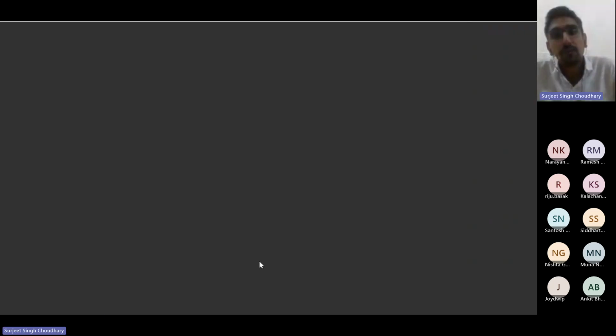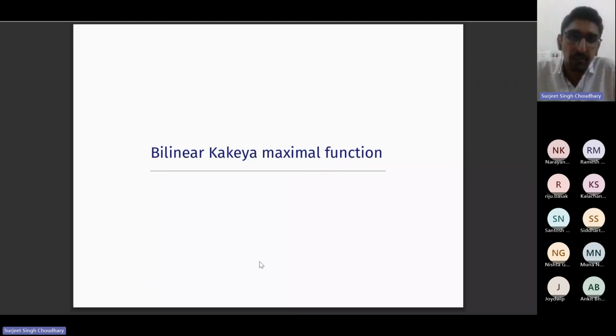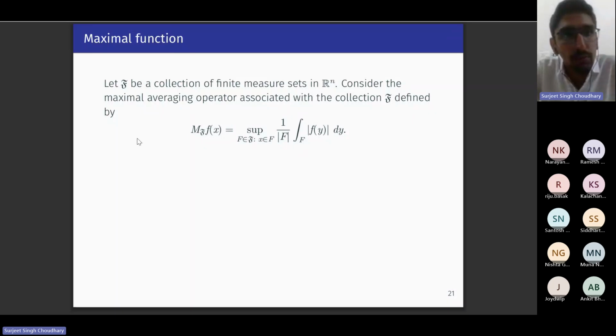Okay, so now let me go to the bilinear Kakeya maximal function. Suppose F is a collection of finite measure sets in R^n, then we can define a maximal averaging operator associated with this collection F. It is denoted by M_F of f of x. This is the supremum over the average of the function f over all sets capital F, where this capital F belongs to the collection and x belongs to the set F.